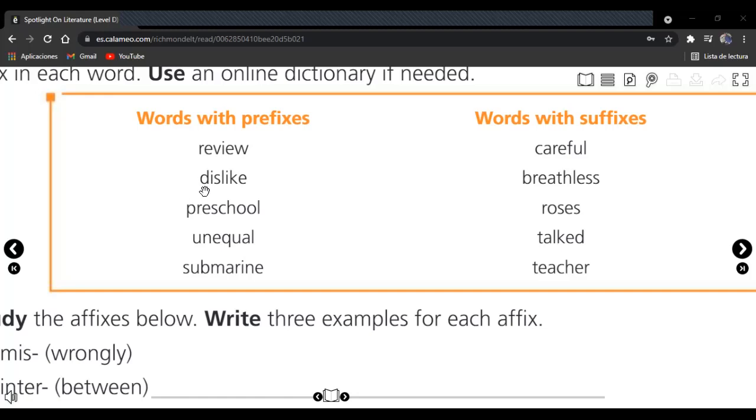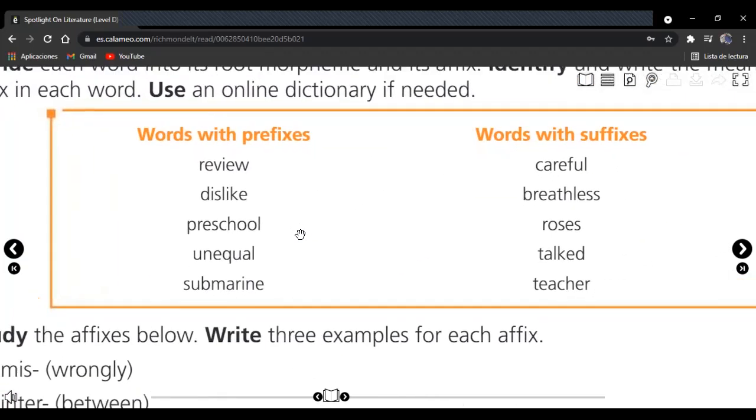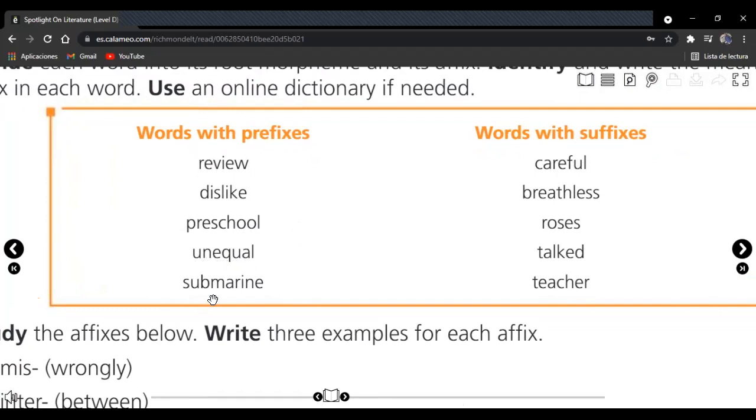Okay, Mariela, what is the prefix here? Dis, very good. It's the opposite. When you don't like something, you dislike it. For preschool, the prefix. Pre. Yeah, pre means before. It is before school. Preschool, kindergarten. Unequal. Un is right? And un means no, right? Not equal, unequal. Submarine? Sub. And sub means under. Under. That is the meaning of sub, submarine.